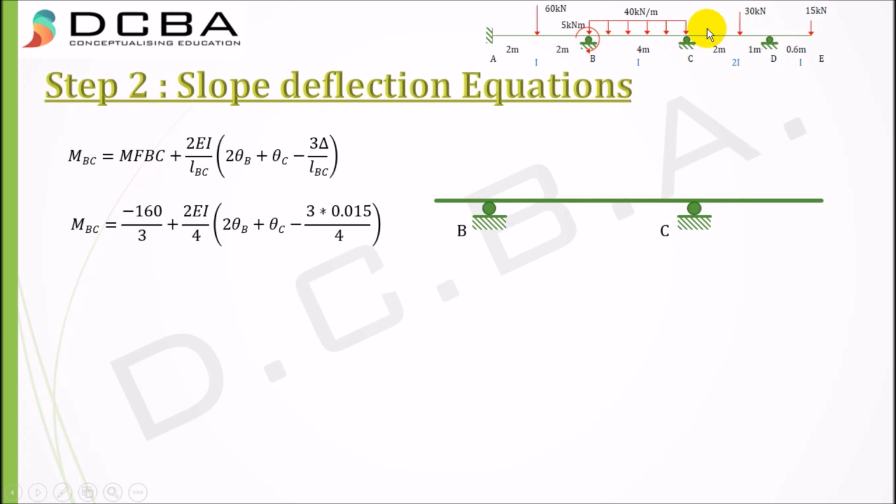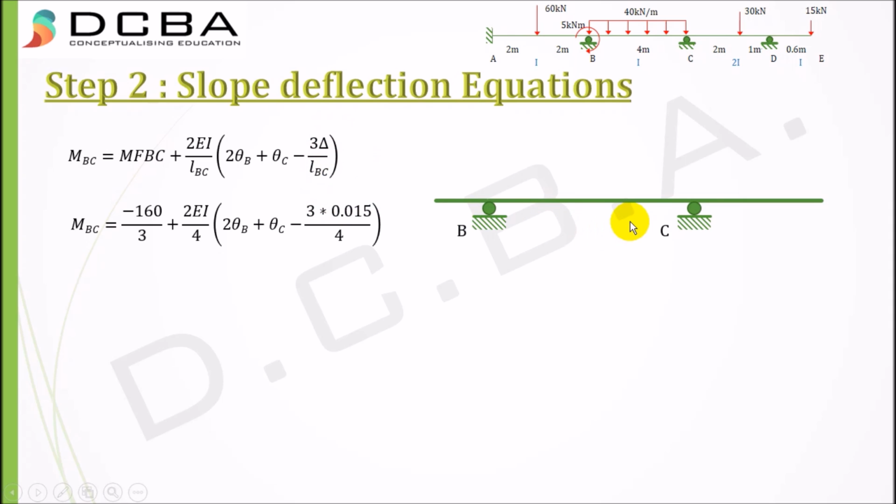Now both of these joints will have rotations. Therefore theta B and theta C will remain, and now my support C also settles, and that is why delta will also be there. It settles by 15 mm, and we will write delta is equal to 0.015, that is in meters. 15 mm in meters will be 0.015. Now I have written the delta as it is. I have not written anything minus or plus.